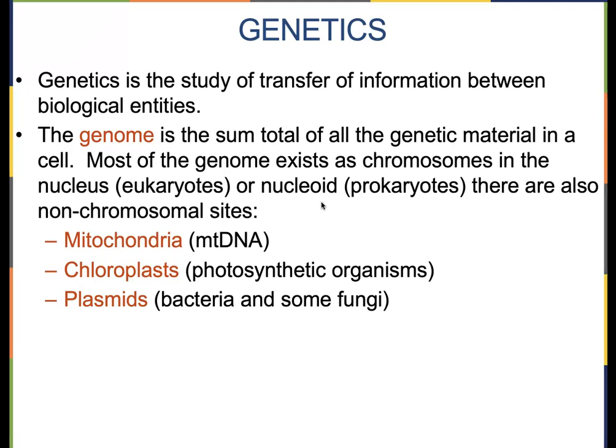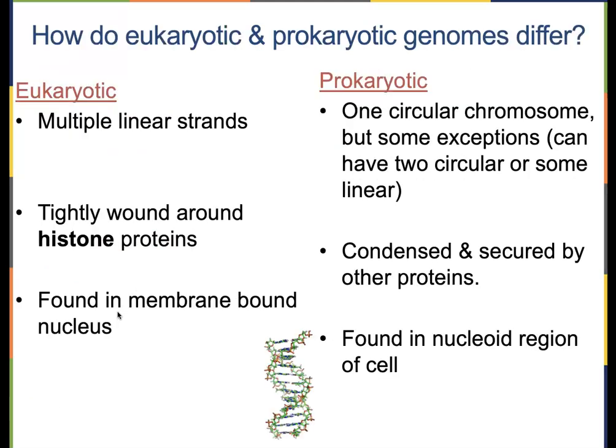There are also other non-chromosomal sites, so DNA that's also found in the mitochondria. We talked about how mitochondria were thought to be free-living organisms a long time ago. They do have their own DNA. mtDNA stands for mitochondrial DNA. The chloroplasts that photosynthesize also have their own DNA. And plasmids, we'll talk about plasmids in this chapter. Plasmids are also little circles of DNA, and they end up being sort of bonus DNA genes.